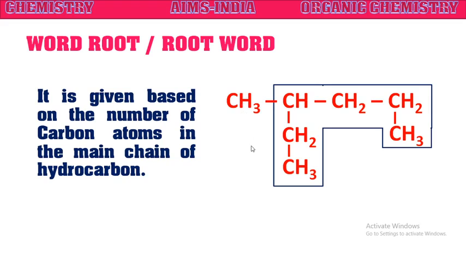This will be the side chain. Now, based upon the number of carbon atoms present in the main chain, the root word is given for this hydrocarbon. We count the number of carbon atoms. There are 6 carbon atoms in the main chain. So the word root is given as hex for this compound.